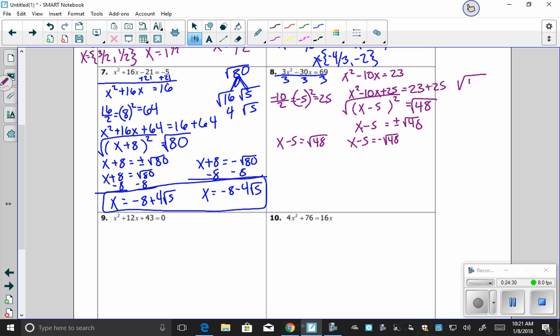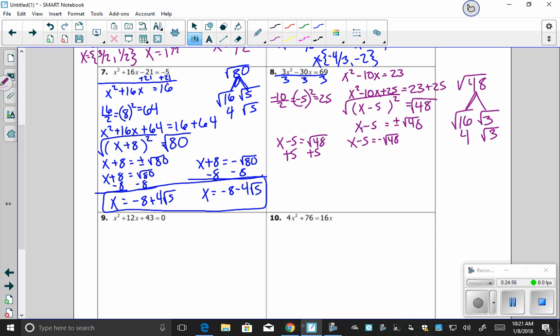Well, the square root of 48, a perfect square that will go into 48, again, is 16. 16 times 3 will give me 48. So square root of both. Square root of 16 is 4. Square root of 3 is the square root of 3.